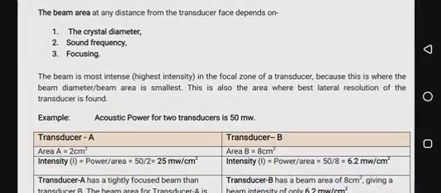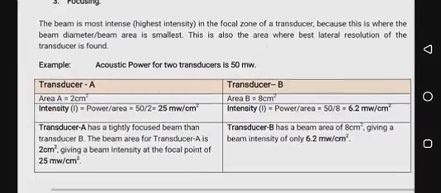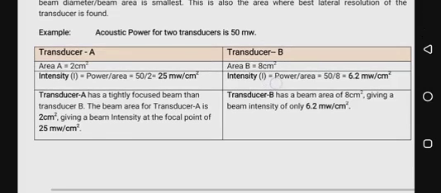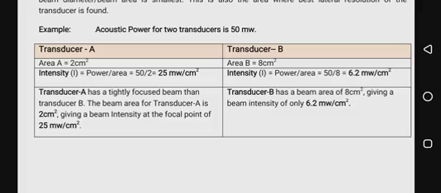Intensity will be greatest at that point. Example of acoustic power for 2 transducers. Now, if you have acoustic power of 2 transducers is 50 milliwatts. So transducer A, you have area of 2 centimeter square. Transducer B, 8 centimeter square.